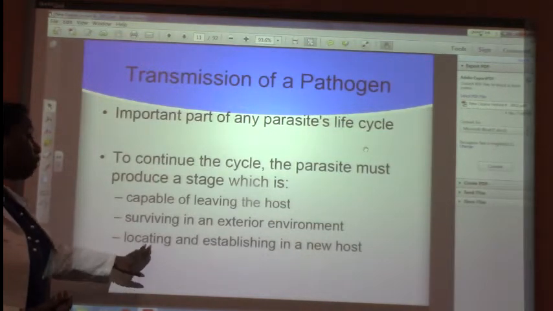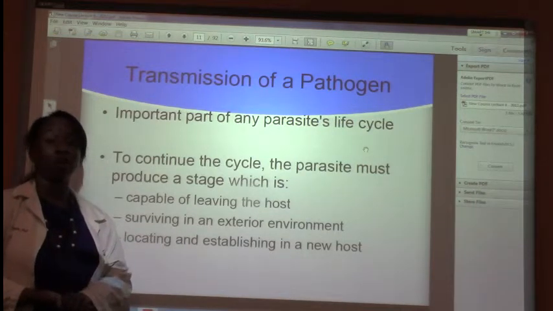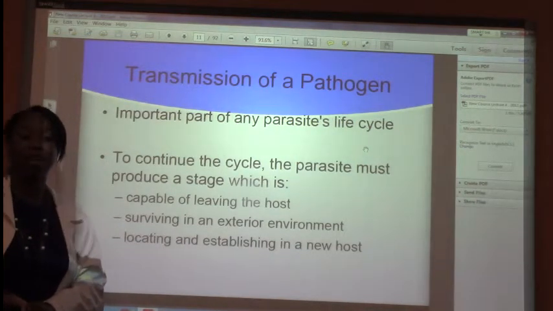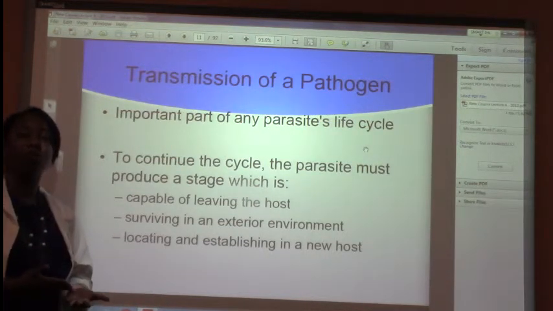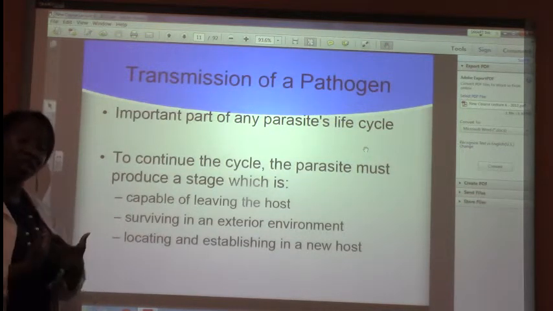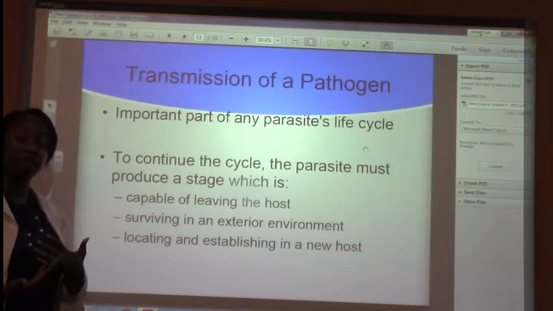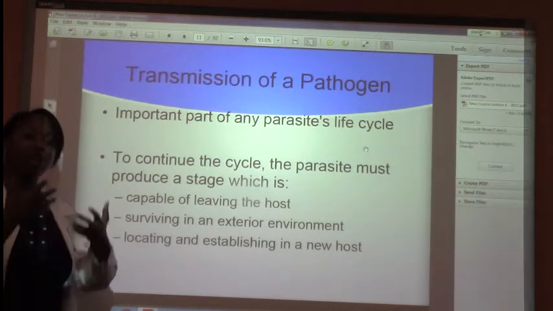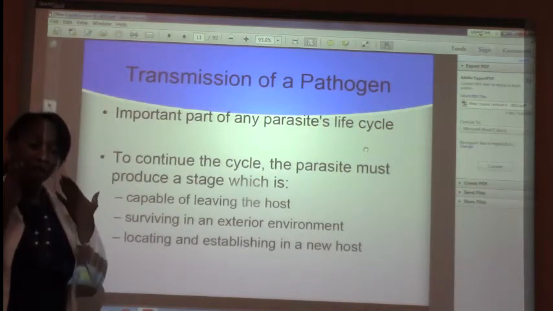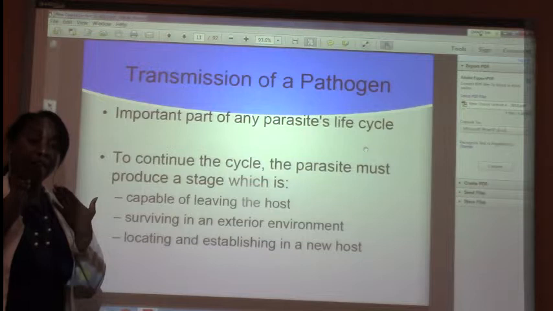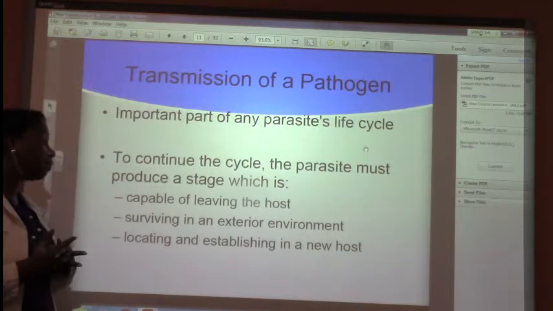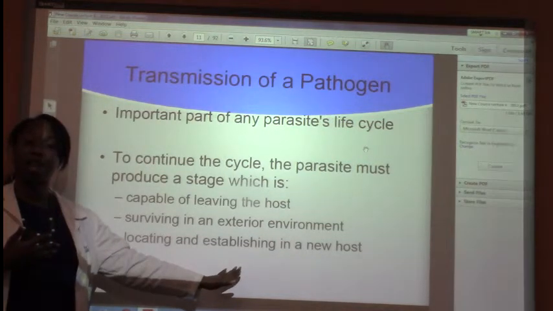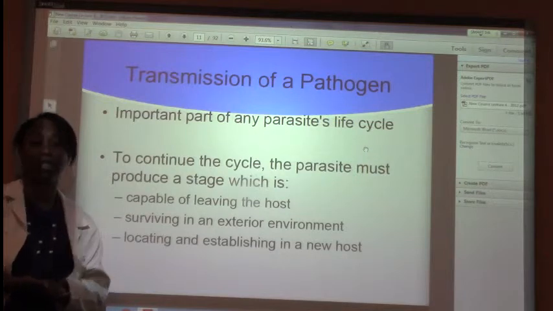And then it must be capable of locating and establishing itself in a new host. Once it comes into us, whether it's via random contact or because we're eating food that has been contaminated, it must be able to enter the new host by a variety of means. Usually they enter via the open cavities in the body, such as the nasal passages or the oral cavity, as well as via the orbitals, in which case we usually self-inoculate ourselves. And at that point, it can begin to colonize us and establish itself within a new host.